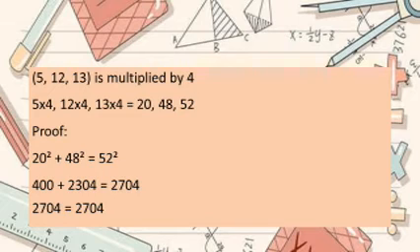After taking all of these examples, we can conclude that any Pythagorean triple multiplied by any common number will also result in another Pythagorean triple.